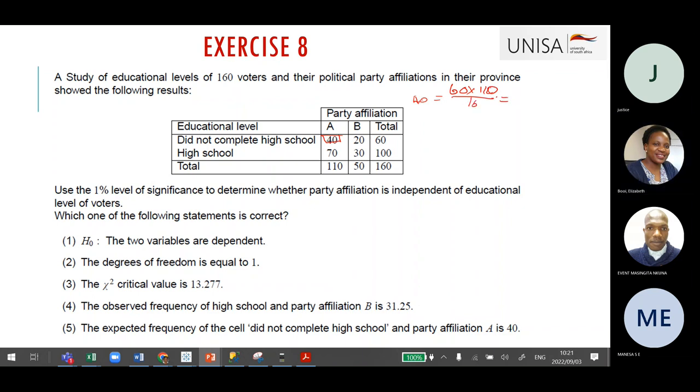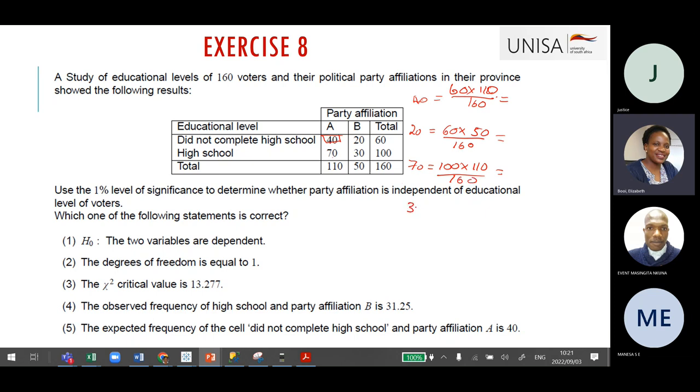Then for 20, the expected value will be 60 multiplied by 50 divided by 160. Then do 70, which will be 100 multiplied by 110 divided by 160. And then do the last one, which is 30, so that we know that these are frequencies. That will be 100 multiplied by 50 divided by 160. You need to calculate all of them.